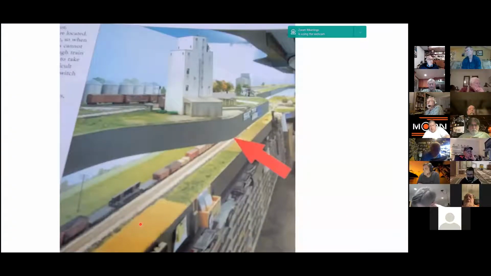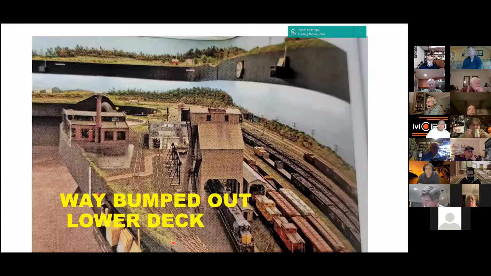Here's an example on the upper deck where they just bumped out and put something, and it doesn't interfere with anything because you'll notice on the lower level, there's nothing but a straight run underneath it. Another necessary point is to not stack one point that you have to switch over another point you have to switch. Here's another big bump out.